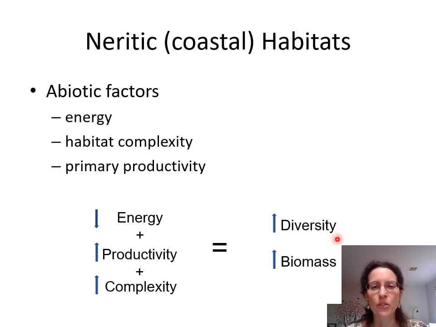All right, so you see the difference between diversity and biomass. Diversity is the number of types of fish you have, your number of species, versus your biomass, which is your number of fishes. So if we've got low energy, high productivity, high complexity, then we should see high diversity and high biomass. Now we're going to work our way through some of the major types of these coastal habitats and look at the relationship between the energy, productivity, and complexity with the diversity and biomass we see in those habitats.